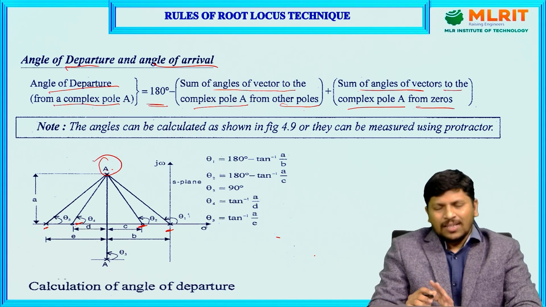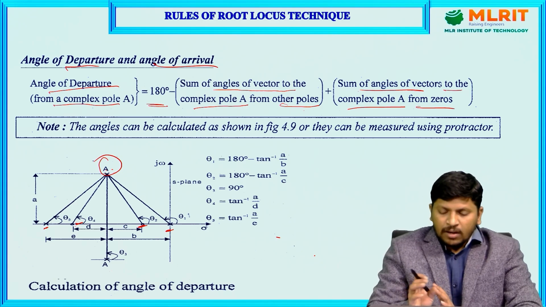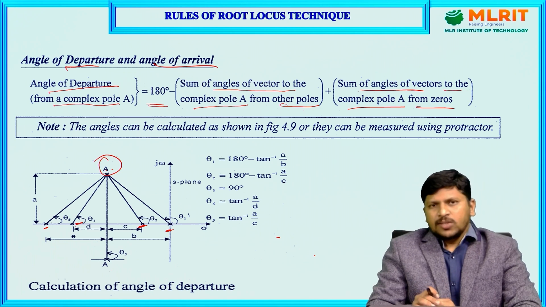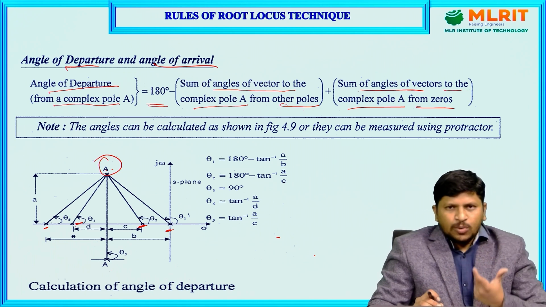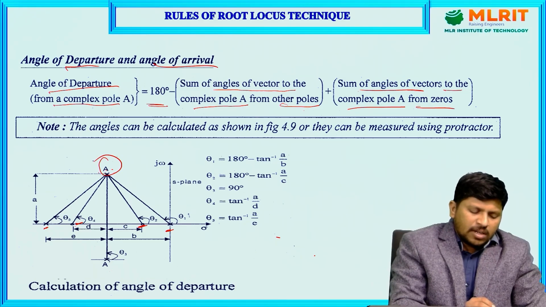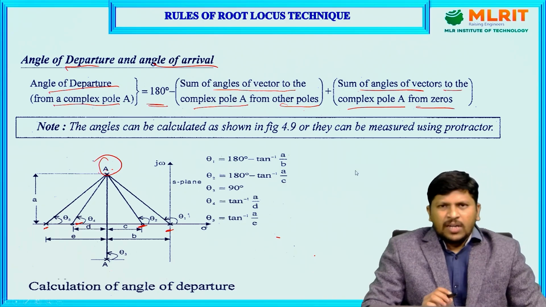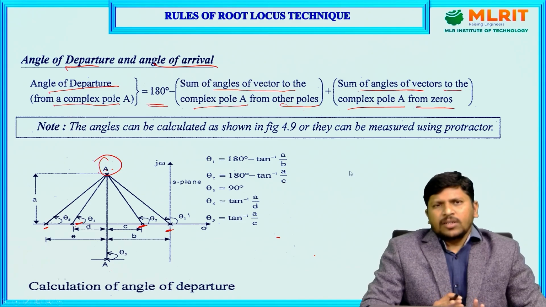All the angles can be calculated using a protractor also. You can use a protractor and calculate the angle. Simply take the protractor here. What is the angle here? Here keep the protractor, what is the angle? 90 degrees. Here keep the protractor and calculate the value like that. Otherwise, if you don't have any protractor, in that condition we are going to use the formula.